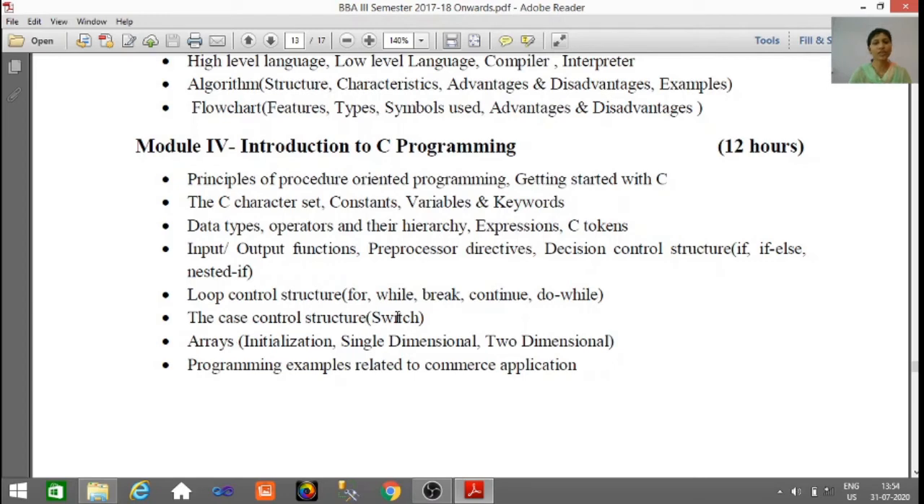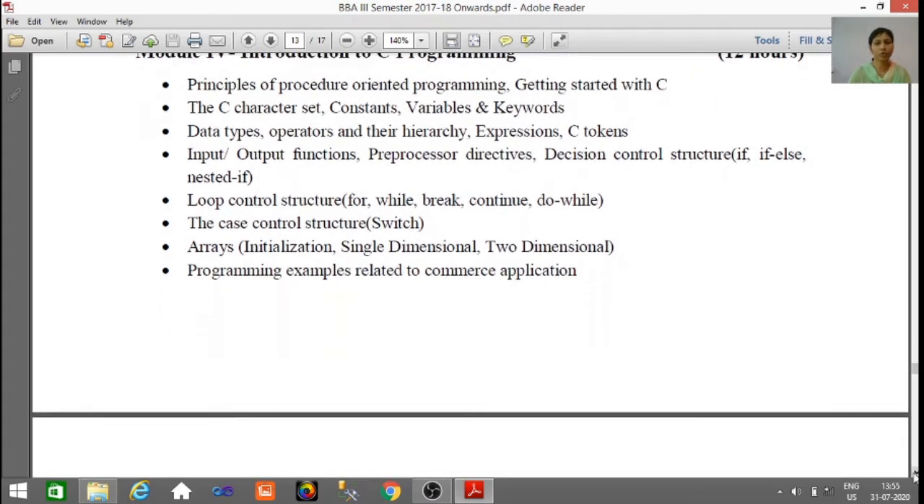The case control structure means switch condition. This is very important. If you want to use more than two conditions, we use the switch condition in programming. Then arrays. Initialization of arrays means how we declare the array. There are two types of arrays: single dimensional and two dimensional. Single dimensional means it consists of only one row, otherwise only one column. And two dimensional means it is a combination of rows and columns. For example, matrix. We will see later in this concept. Then programming examples related to commerce application. You have some examples related to commerce application.